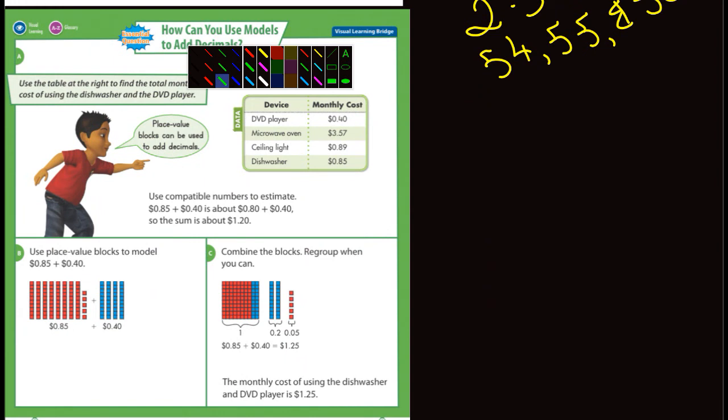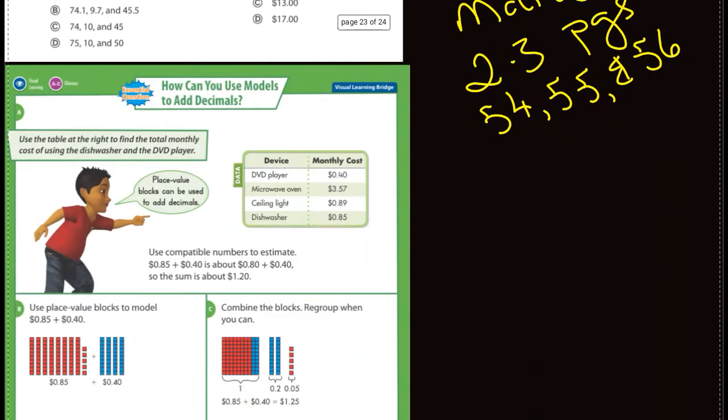Down here at B, it says use place value blocks to model 0.85 plus 0.40. You can see what they've done over here in C, 0.85 plus 0.40. There's 0.2 left over, and then 0.5, which would be these 5 blocks right here. And so then you get $1.25.